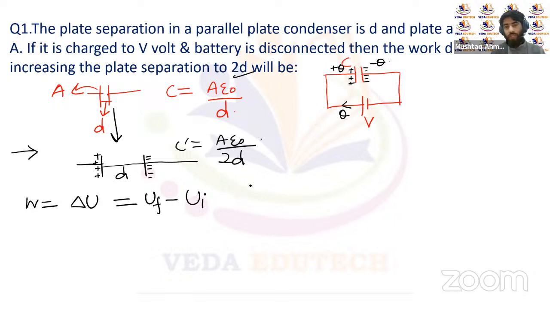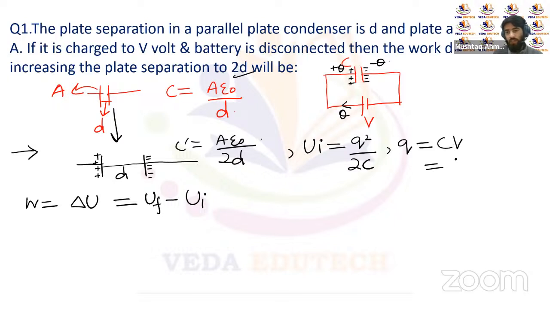So the initial energy of the capacitor was Q square upon 2C, right? Q square upon 2C was the initial energy of this capacitor, and this charge Q will be equal to CV, C into V, and this C is A epsilon naught upon D, right?